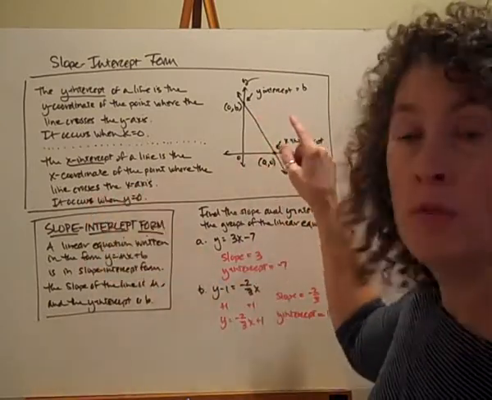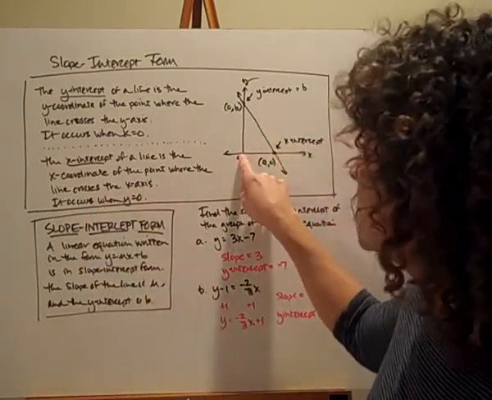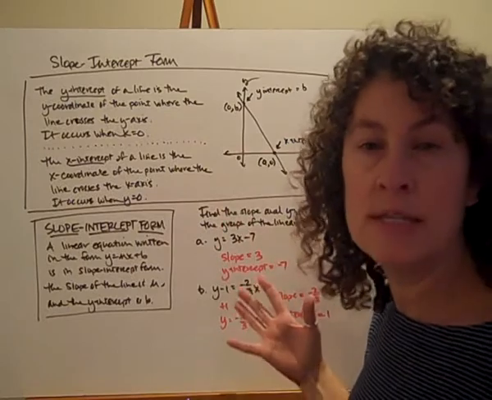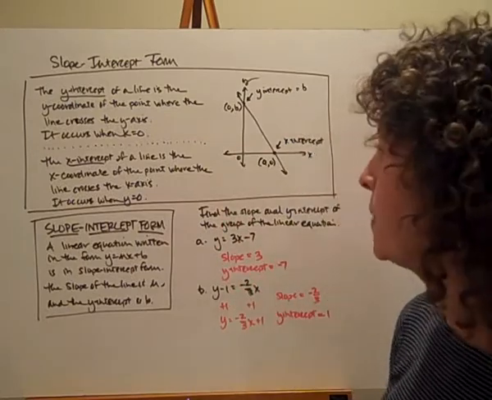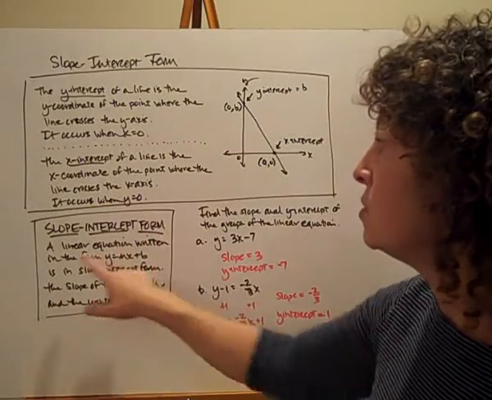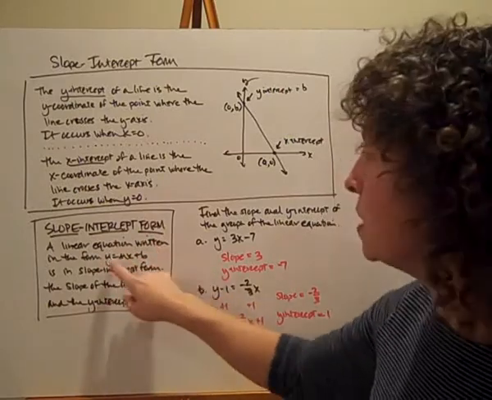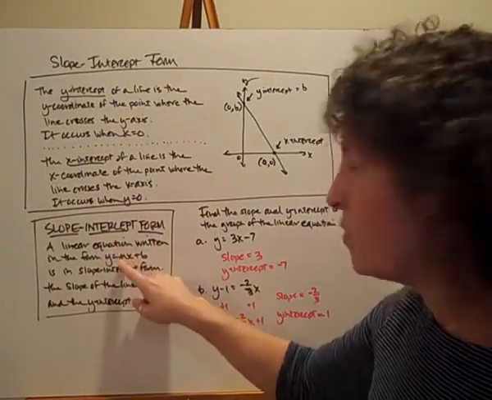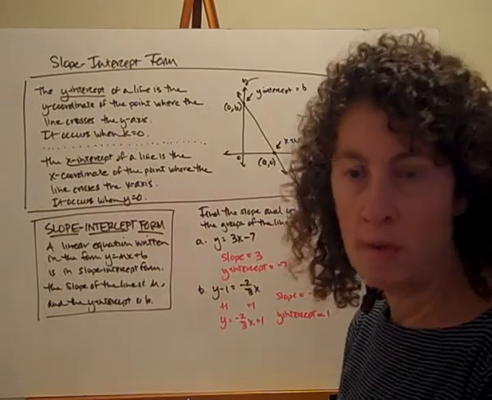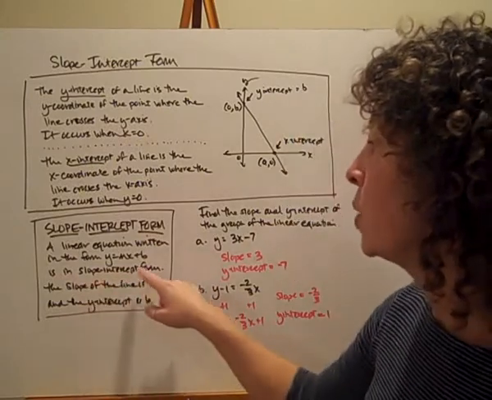Up until now, we've really been focusing on lines that cross at the origin, so it wasn't a very exciting intercept either way. Slope-intercept form is a linear equation written in the form of y equals mx plus b. We've seen this y equals mx before. This plus b is kind of new. We haven't seen that part yet. That is in slope-intercept form.